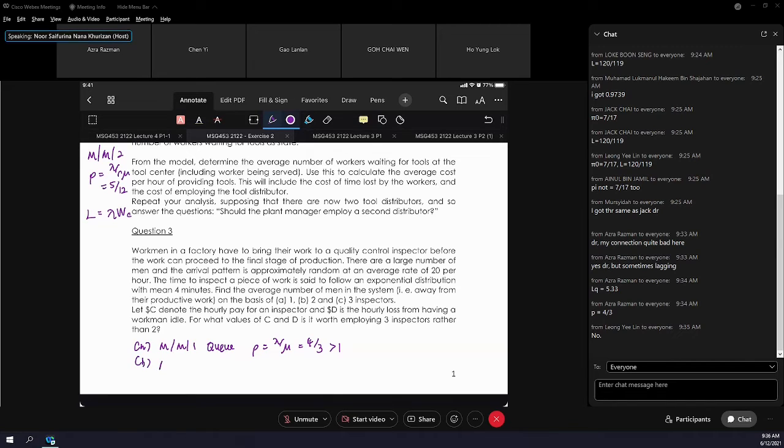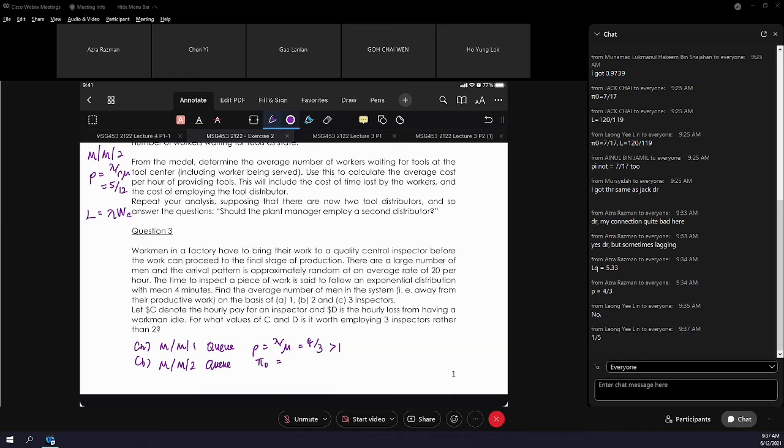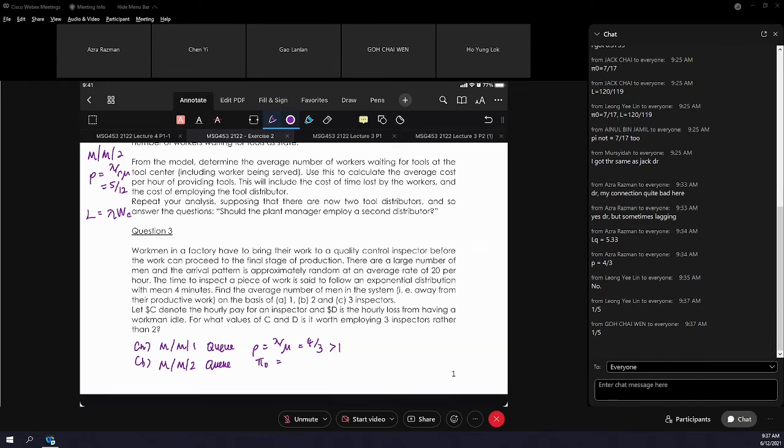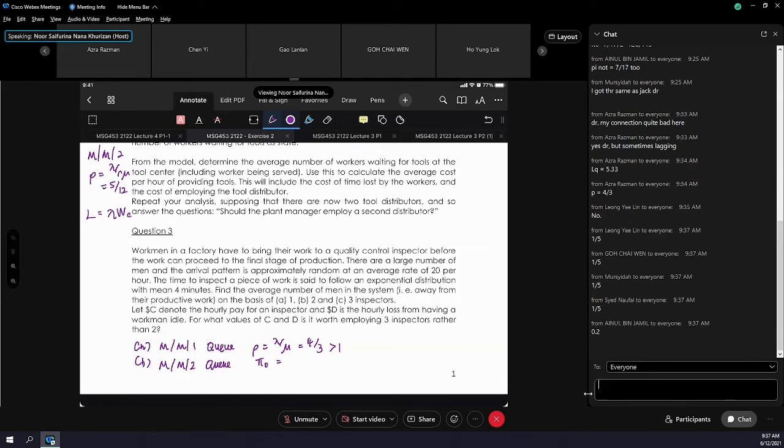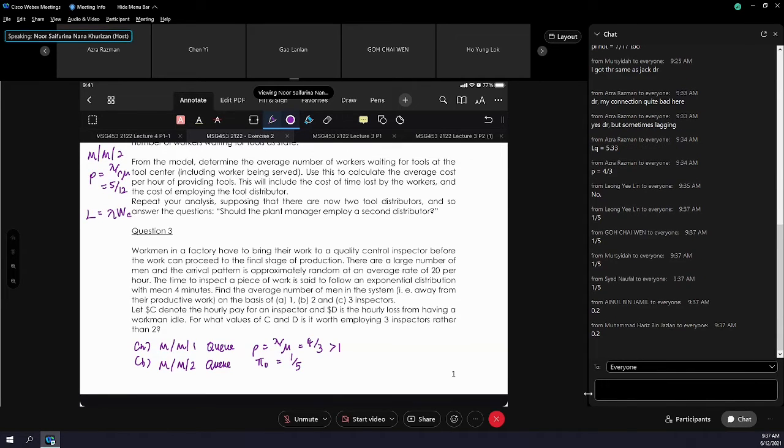So for B, it is M/M/2 queue. You have two inspectors. So for question B, what is your pi note? Yilin said 1 over 5. Anyone else? 1 over 5, Murshida. Chai Wen, Nofal. So for B, pi note is equal to 1 over 5.